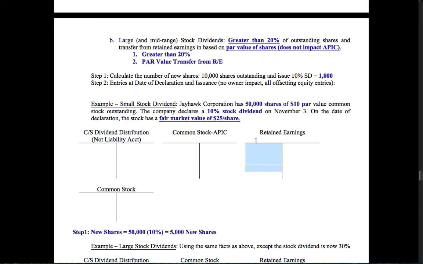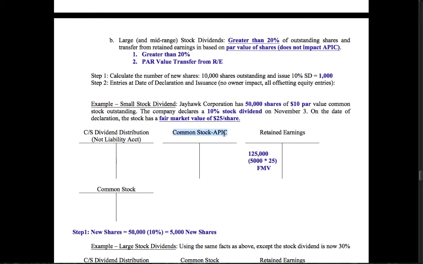Therefore, you are going to debit retained earnings, which decreases retained earnings. I did not include the assets equal liabilities plus owner's equity breakdown for this example. These are all equity accounts, just so you are aware. We established that we need to remove the 5,000 shares at the fair market value, so we decrease retained earnings by $125,000.